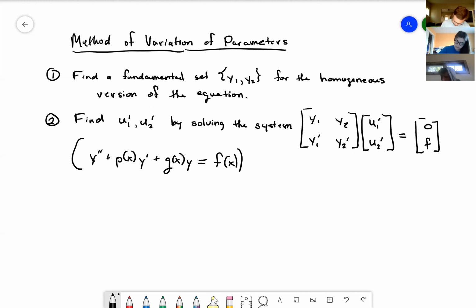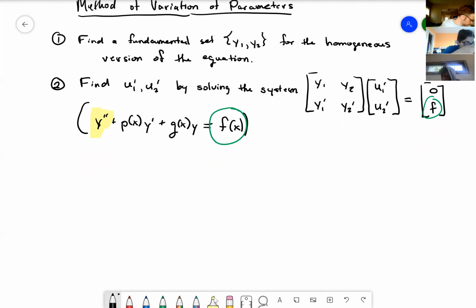So it's important that the coefficient on this y double prime here is 1. That's when we went through that derivation, we assumed we were in the standard form, and so this f of x is this f right here. So we solve that system. Now the entries here of this system, this is our matrix vector equation.